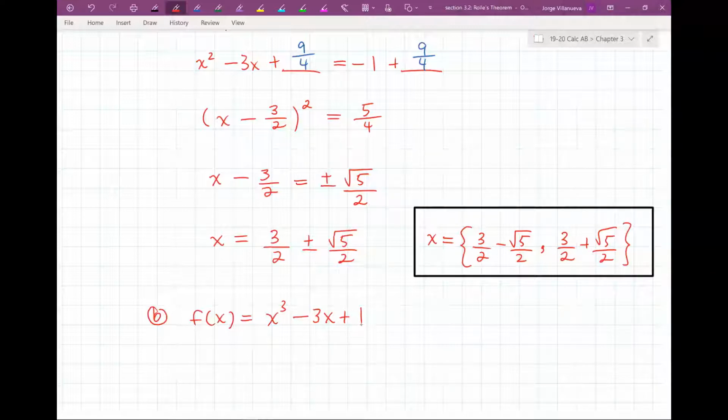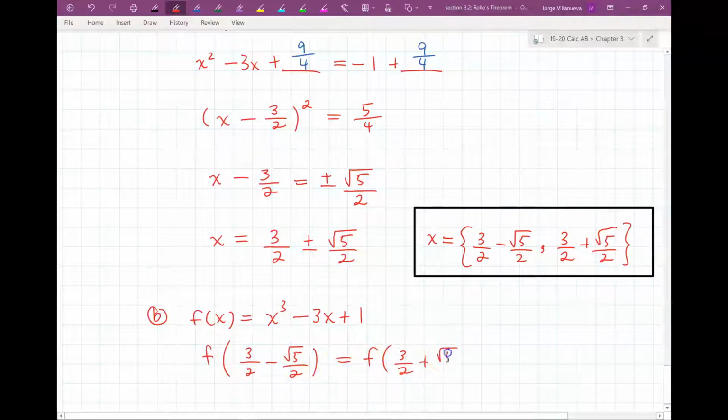Is it differentiable? Well, since it's just a polynomial, it shouldn't have any cusps or anything weird going on with it. So I would say it's differentiable. So the next step is, do I have an interval where f of a equals f of b? In other words, is it true that f of 3/2 minus radical 5 over 2 is equal to f of 3/2 plus radical 5 over 2? Is this true?